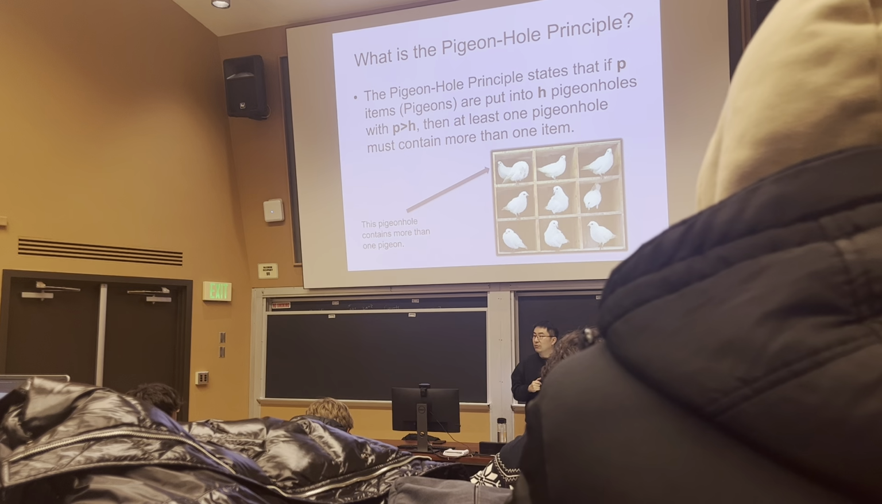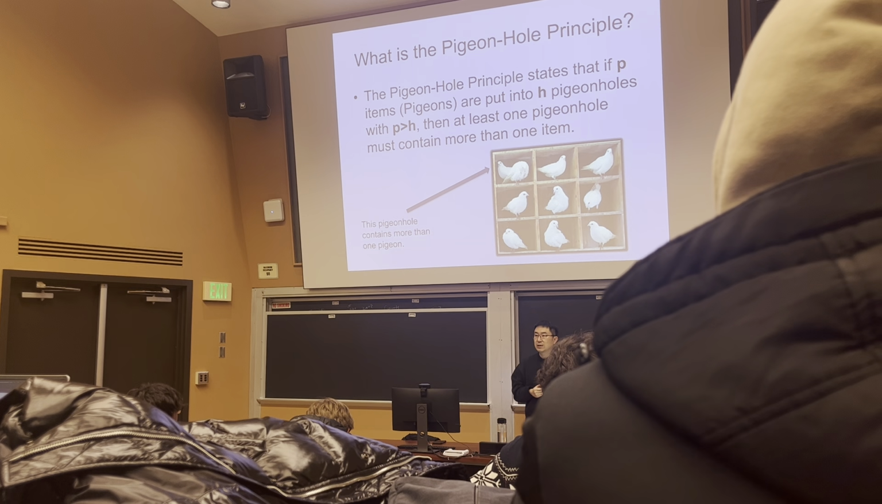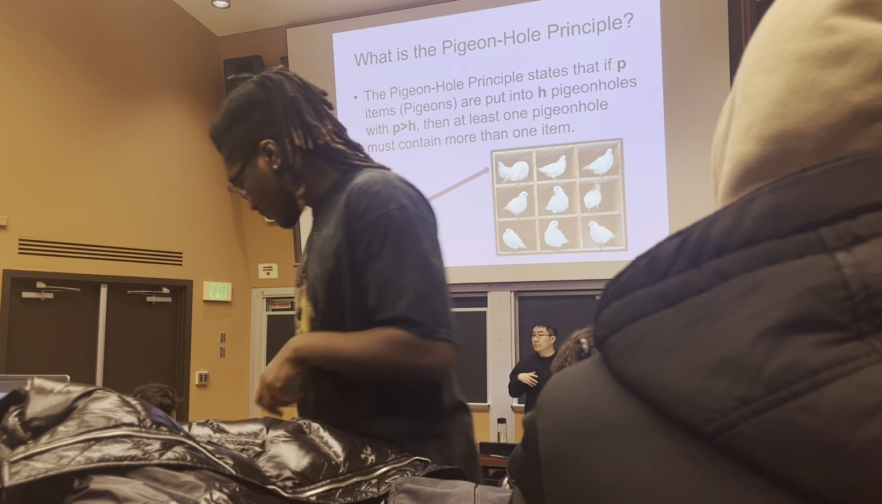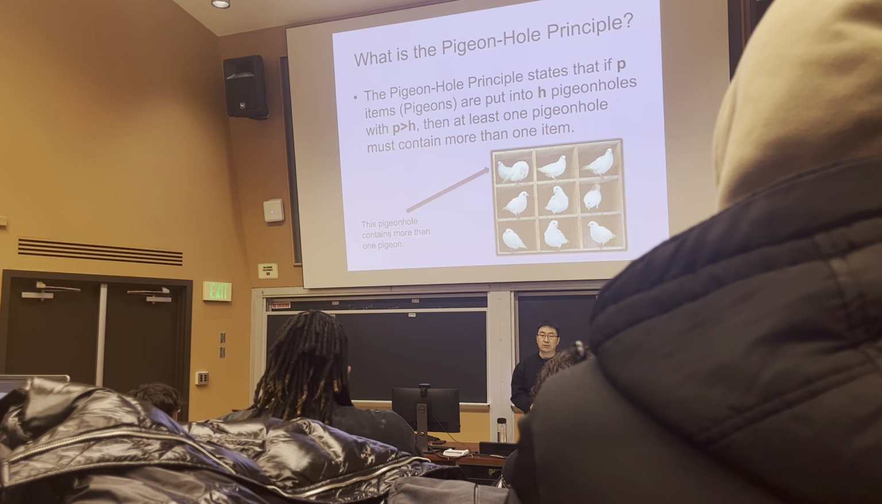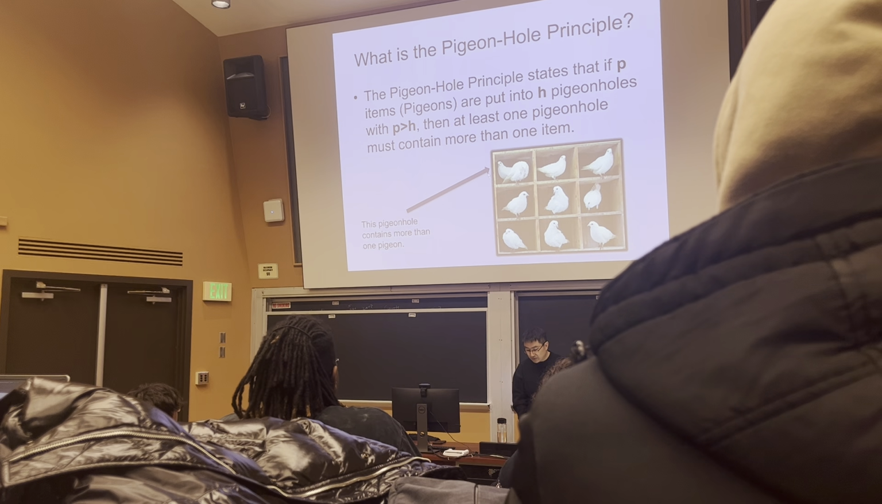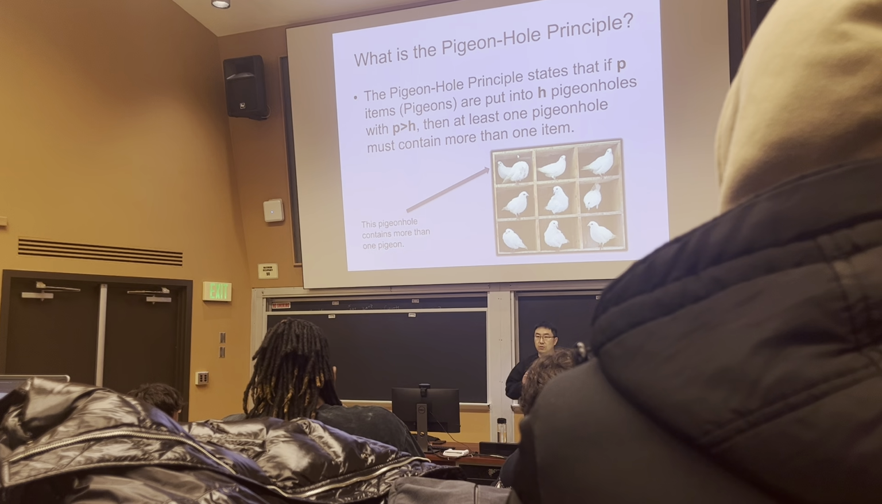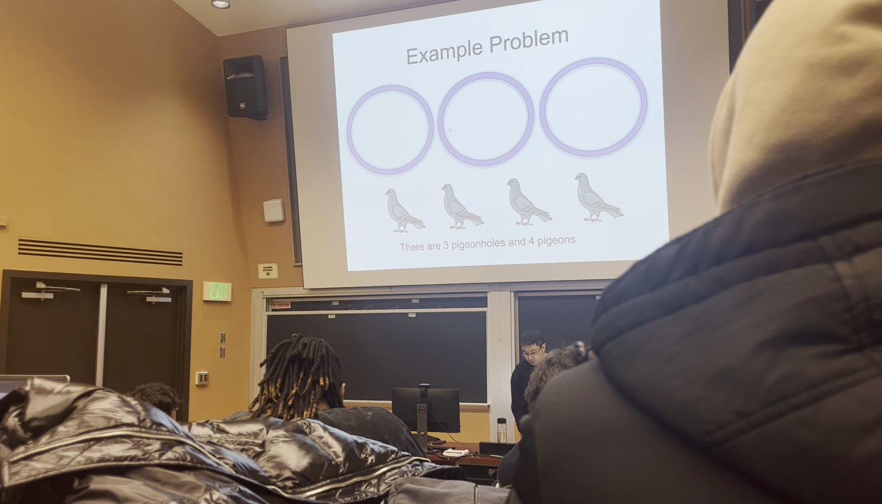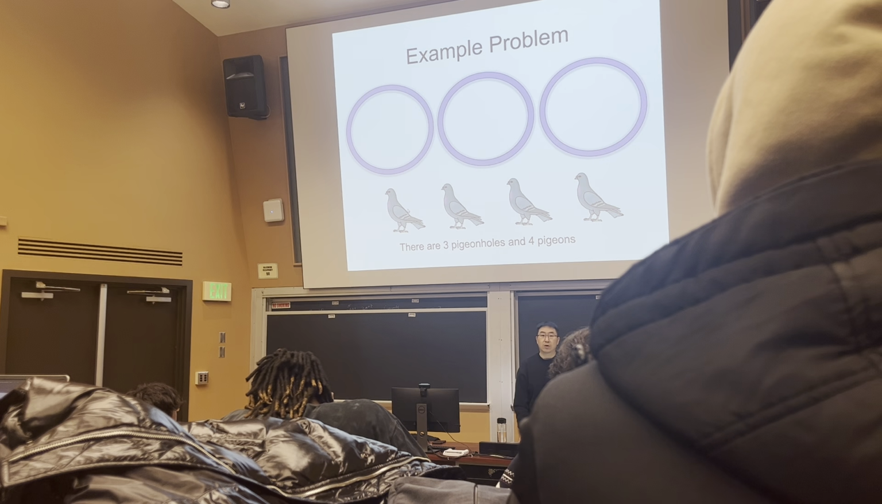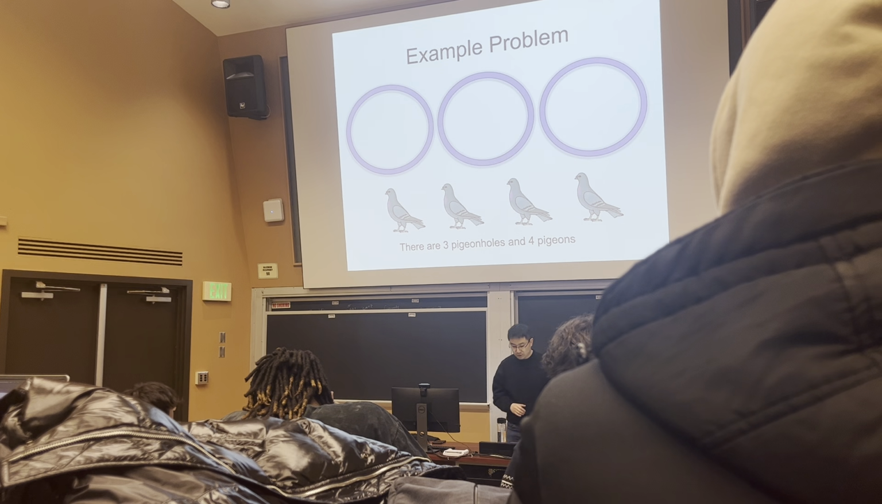Did we say anything about any pigeonhole being empty? No, right? So it's possible that some of the cells are empty. We are not saying anything about that. All we are saying is that there must exist at least one cell that contains more than one item. That's the only statement we're trying to make here. So suppose you have 3 pigeonholes here and 4 pigeons, and we can draw the conclusion that there exists at least one of the cells that includes more than one pigeon. That's the conclusion we can draw.